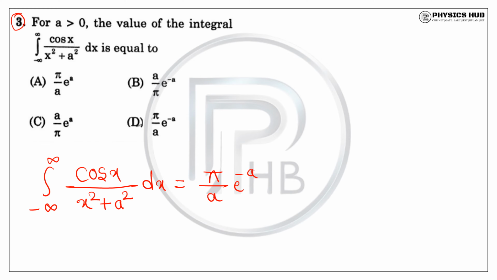Next question. For a is greater than 0, the value of the integration from minus infinity to infinity cos x divided by x square plus a square into dx is equal to. This is a very important formula in complex analysis, that is integration from minus infinity to infinity cos x divided by x square plus a square into dx is equal to pi by a into e to the power of minus a, that is option D is the correct answer.